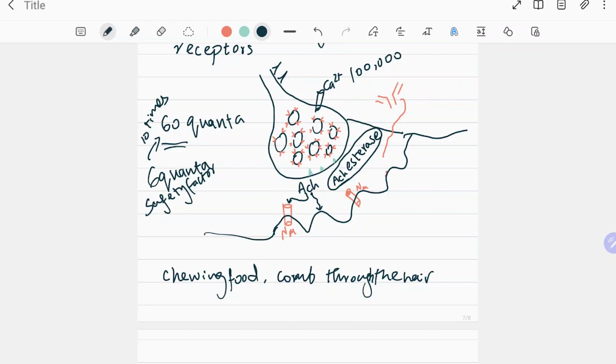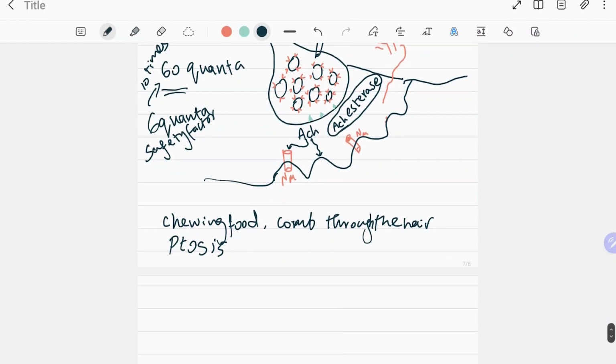And one more very important thing that happens here is ptosis. Ptosis is the drooping of your eyelids. Like if you remember in your childhood, there was a cartoon with Tom and Jerry kids and Droopy the dog. Droopy the dog always had these drooping eyelids. But the point is, your eyelids are going to droop. Ptosis. Repeated movements cause fatigue.